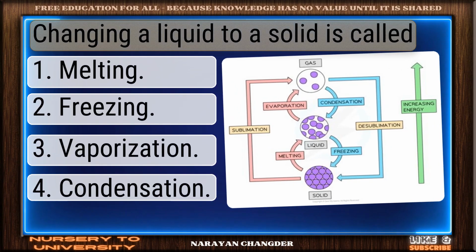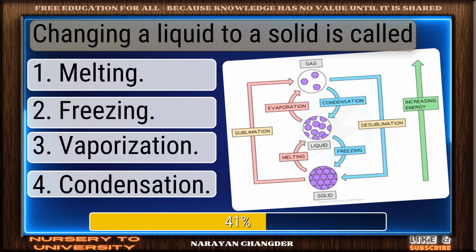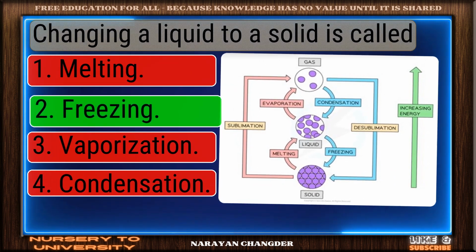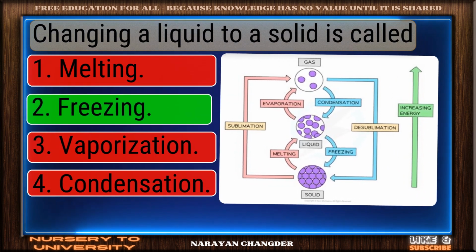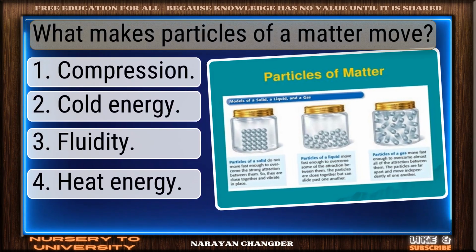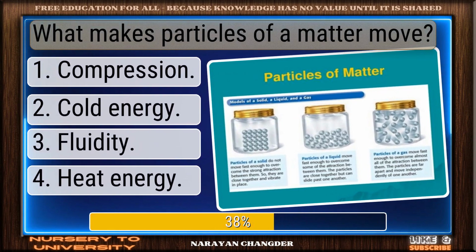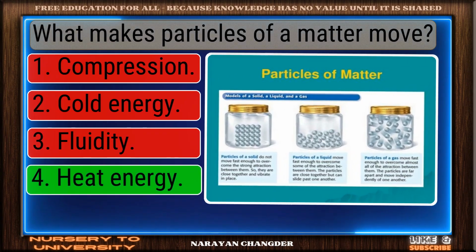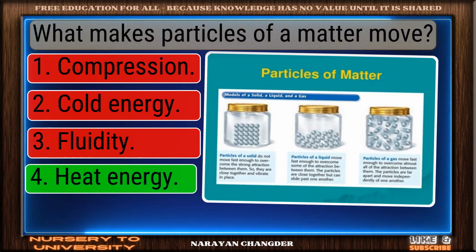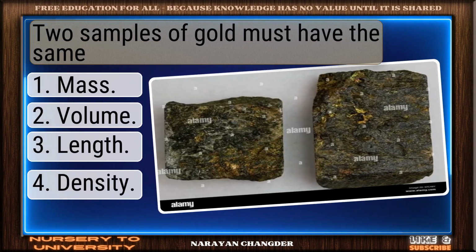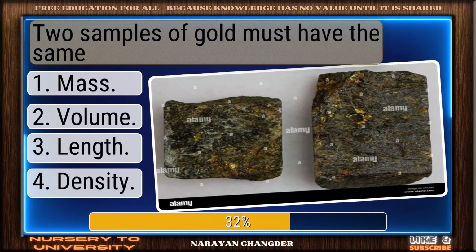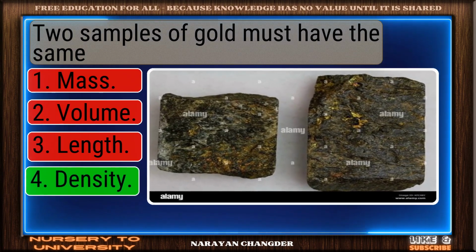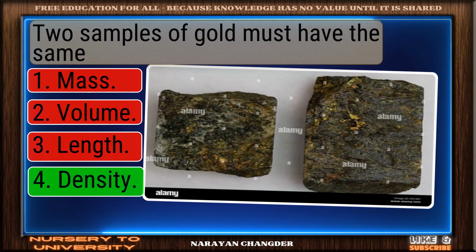Changing a liquid to a solid is called... On track. Freezing is the correct answer. What makes particles of matter move? Clear logic. Your choice, heat energy, is sound and 100% true. 2 samples of gold must have the same... Exactly. Density makes sense and it is the right choice.